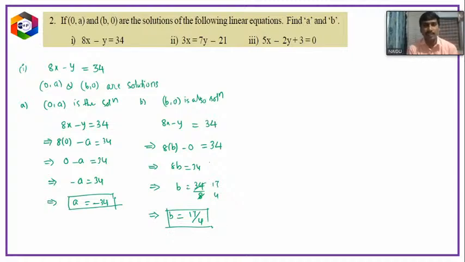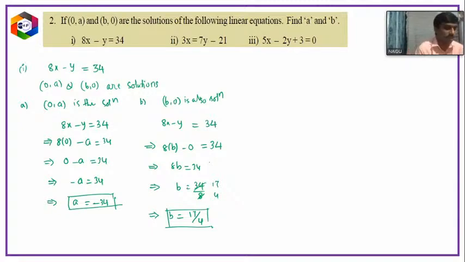Once again, children, since it is given (0, a) and (b, 0) are solutions, (0, a) means x is 0, y is a. So I have substituted and calculated the value of a. And it is given that (b, 0) is also a solution. So in the place of x, substitute b, and in the place of y, substitute 0. Then upon substituting and simplifying, we get the value of b as 17 by 4.